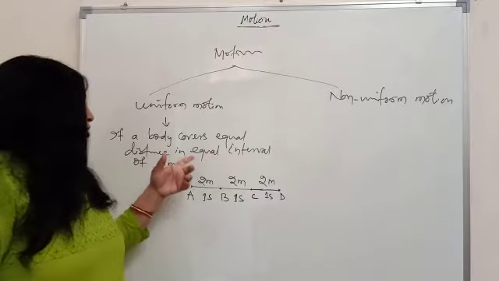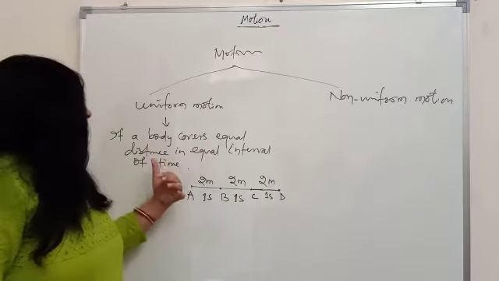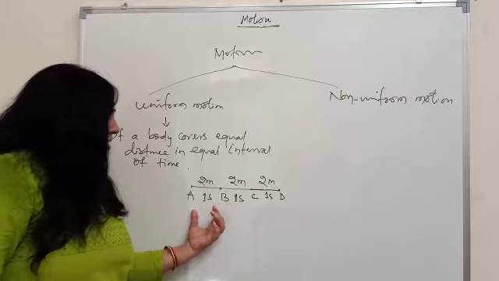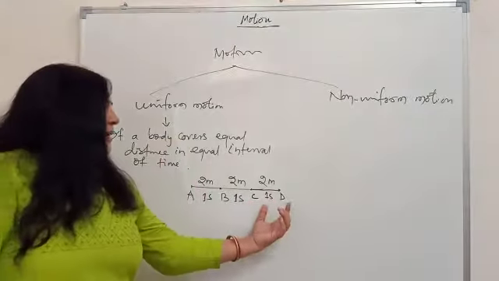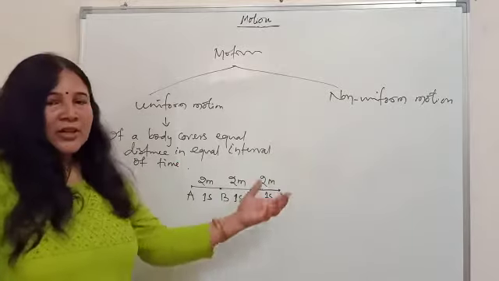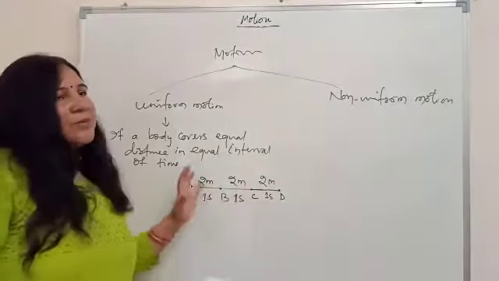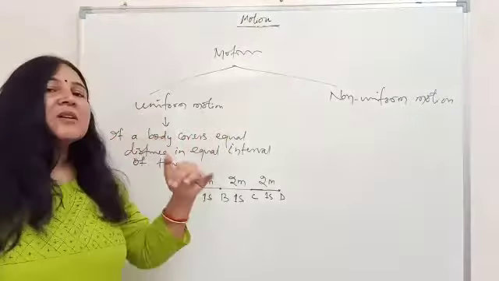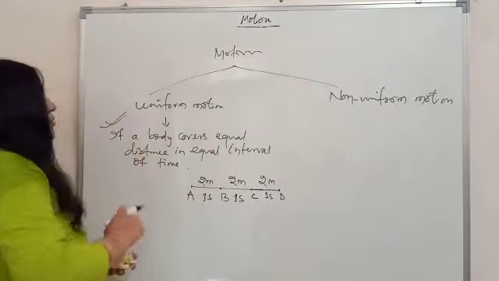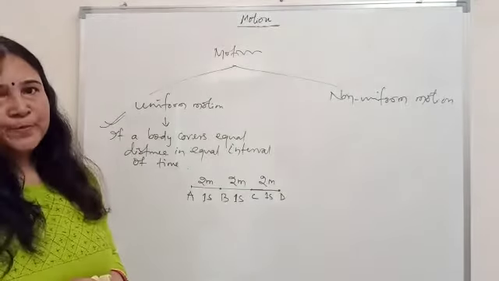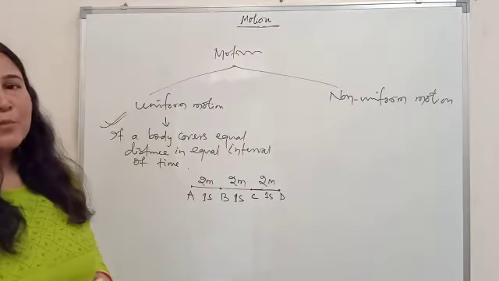Now look at what I am saying here. As per the definition, the body covers equal distance in equal intervals of time. First 1 second interval, 2 meters. Next 1 second interval, 2 meters. Next 1 second interval, again 2 meters. So this type of motion, where the body covers equal distance in equal time, we consider to be uniform motion.